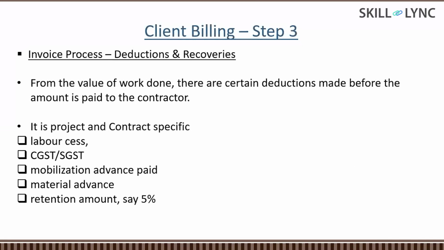But before that, we have to understand one simple aspect, that is deductions and recoveries. It's not like if they make a bill of 100 rupees, they will get the 100 rupees. There will be some deductions and recoveries. So what are these deductions and recoveries? One deduction will be labor cess. That is under the labor law, maybe 1% or 2%. Everything is specific to that particular project. Every project is different, so it is dependent. Then GST we do have, CGST, SGST.